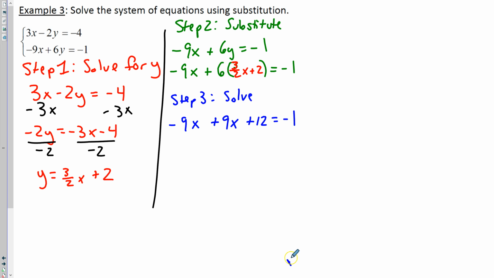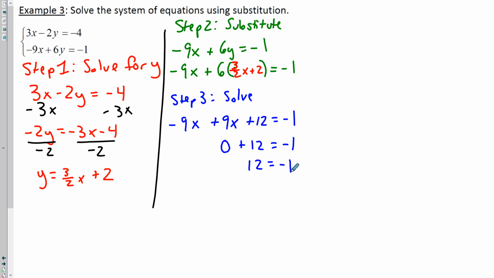And then something very interesting happens here. When we combine like terms for my x value, the -9x and the +9x, those add to 0. So this is actually 0 x's, so to speak. So my variable x dropped out. It's not there anymore. And I'm left with 12 equals -1.